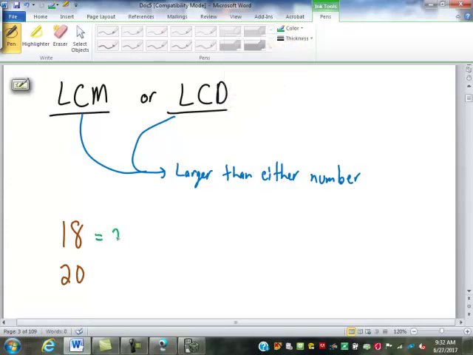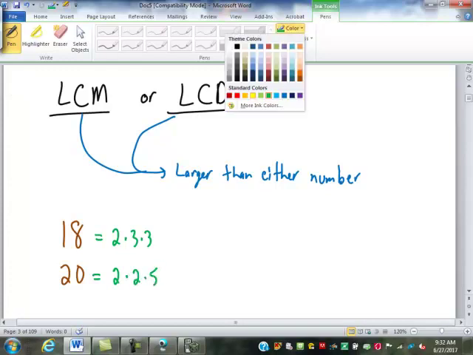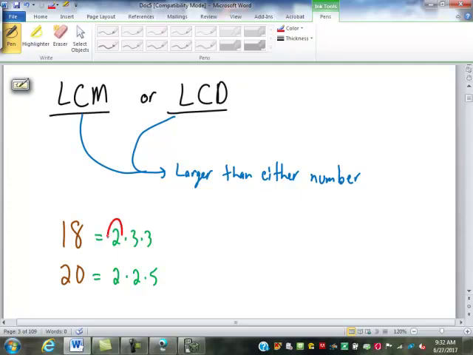Well, you do your factor tree for 18, you're going to get 2 times 3 times 3. Do the factor tree for 20, you get 2 times 2 times 5. What do they have in common? They have a 2 in common. So I'm circling the 2 only because that one's already good. That one's already covered. But we need everything in common. So the top number needs another 2 and a 5. Now the top number has everything that the bottom number has. The bottom number needs the 2 3s.